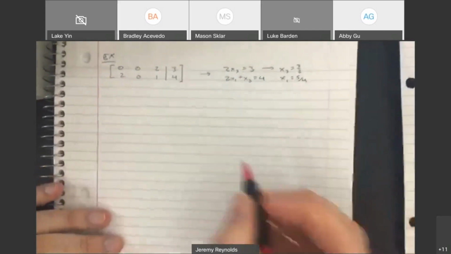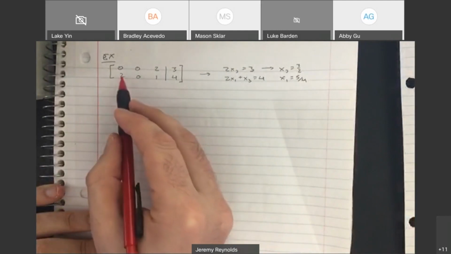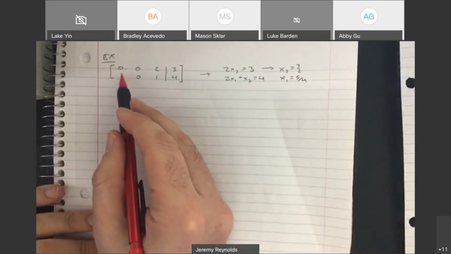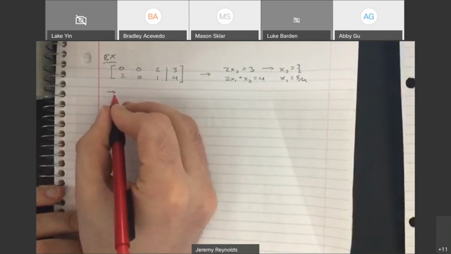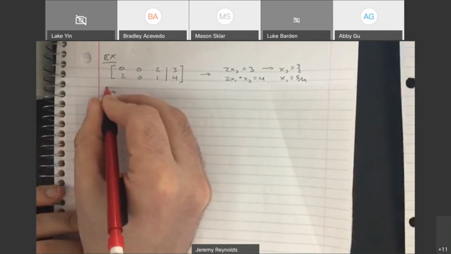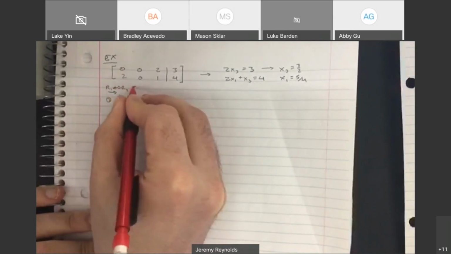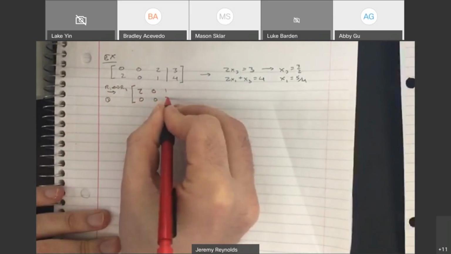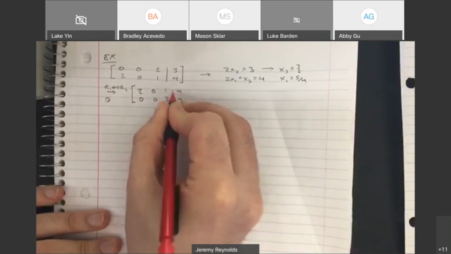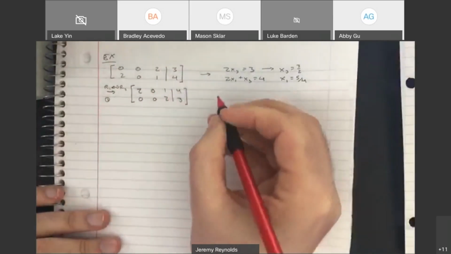So now let's try it with Gaussian elimination. In order to get it into echelon form, we're going to need a 1 in the upper left. So we're going to have to switch these rows. The first thing we're going to do is take row 1 and switch it with row 2. And that will give us this matrix. You can see all I did was switch these 2 rows.